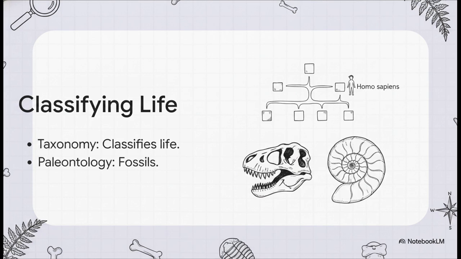So once we understand how individual organisms function and grow, how on earth do we organize all this wild diversity? Well, we rely on 2 distinct branches. Taxonomy is how we identify, name, and group living things today based on their similarities and differences. Whenever you hear humans officially classified as Homo sapiens, that is taxonomy at work. But what about the creatures that aren't around anymore? That's paleontology. This branch looks deep into the past, studying fossils, like dinosaur bones, to help scientists piece together the massive evolutionary history of life on Earth.